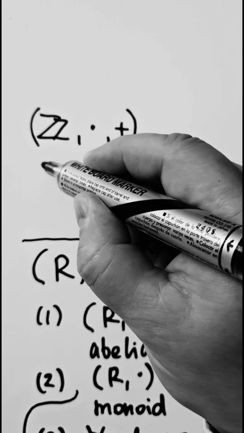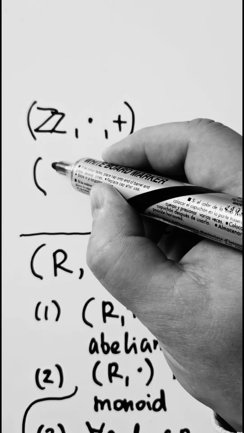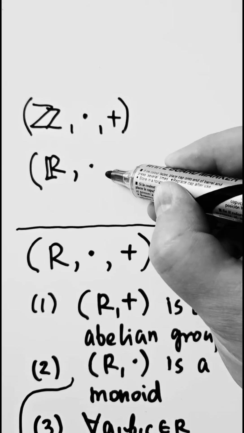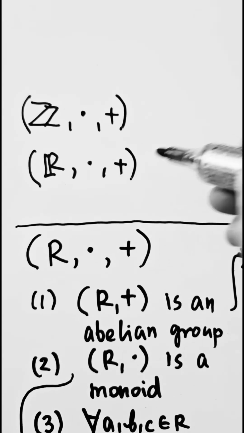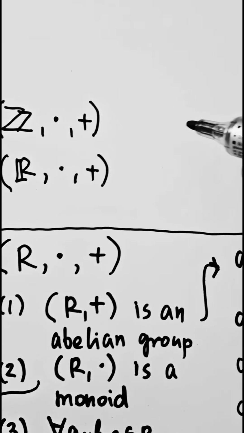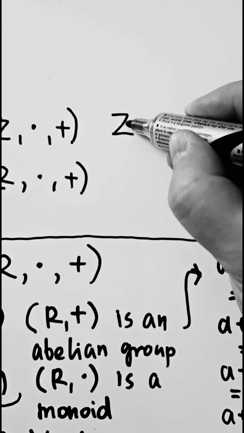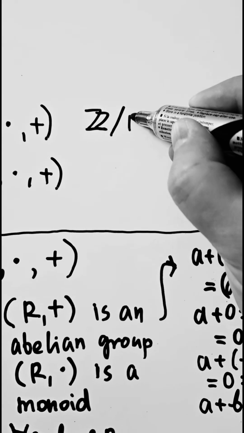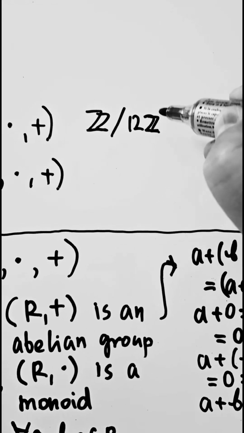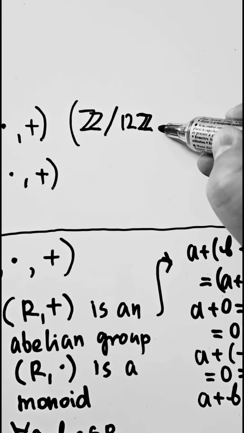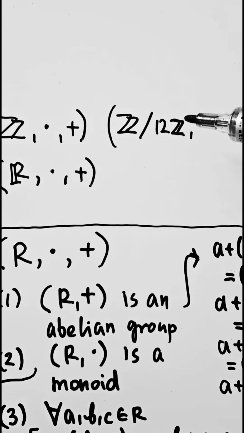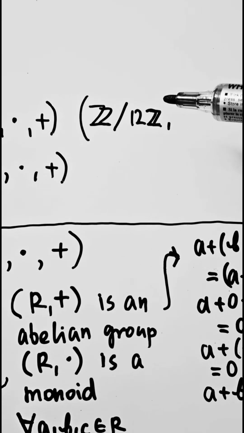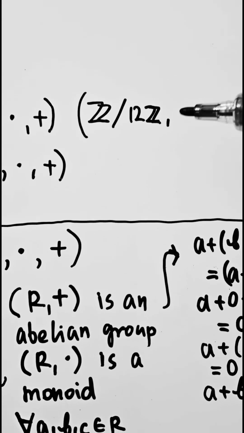In a similar way, we could consider the underlying set to be the set of all real numbers with the usual multiplication and addition of real numbers. We could also take the set to be integers modulo, let's say, 12. This is where we take all possible remainders you can get by dividing an integer by 12. There will be 12 of them, 0, 1, 2, 3, all the way up to 11.